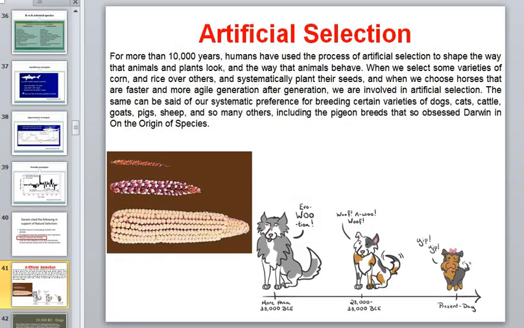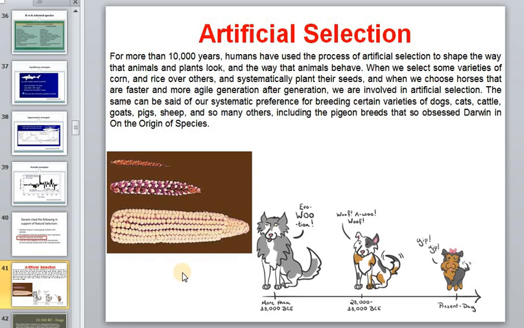And in order to understand this issue, let's try to divide all animals according to their classification, like wild animals and domesticated animals. Here we see this. Humanity takes matters into its own hands. Artificial selection. For more than 10,000 years, humans have used the process of artificial selection to shape the way that animals and plants look and the way that animals behave.